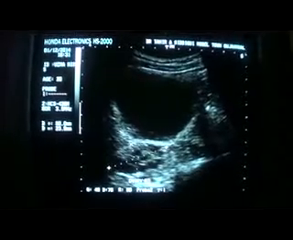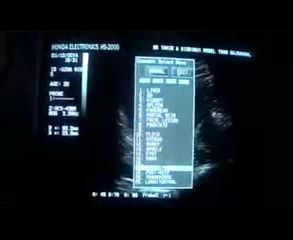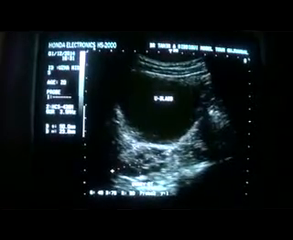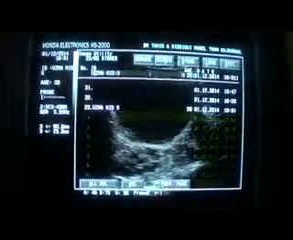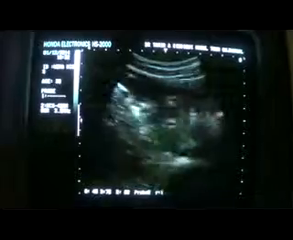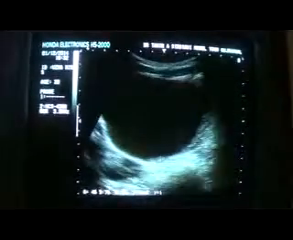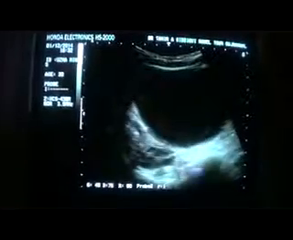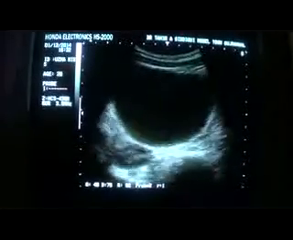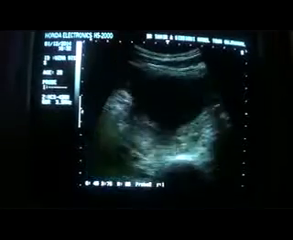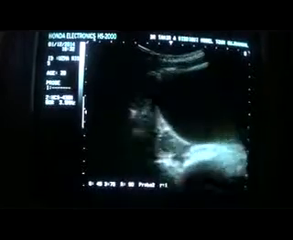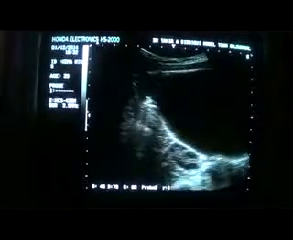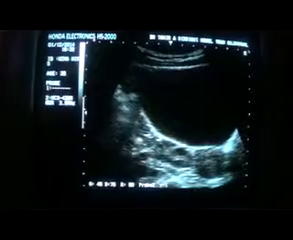This is the right ovary, and this is the urinary bladder. So this is the right ovary, and here comes the question: where is the left ovary? Okay, let's study some other phenomena in the meanwhile in this young patient.